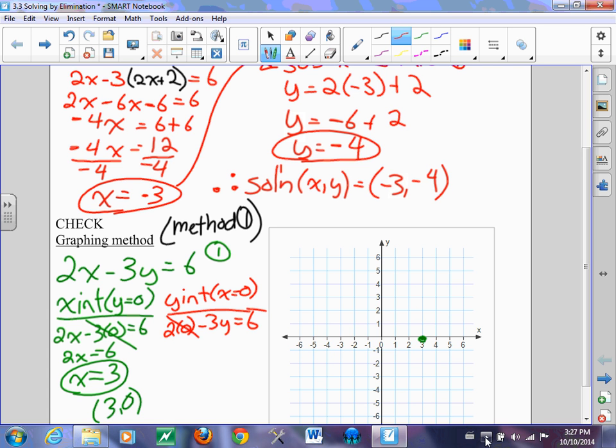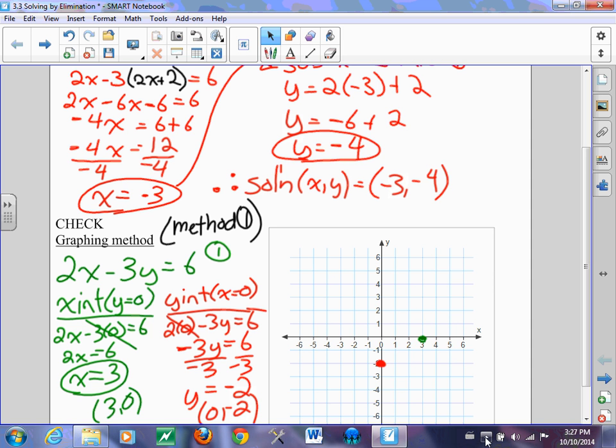I'm going to be left with negative 3y equals 6. To get y by itself, divide both sides by negative 3. So y equals negative 2. So that's the ordered pair (0, negative 2), if you're not sure. So plot that on the y-axis. And let's join a line for that.